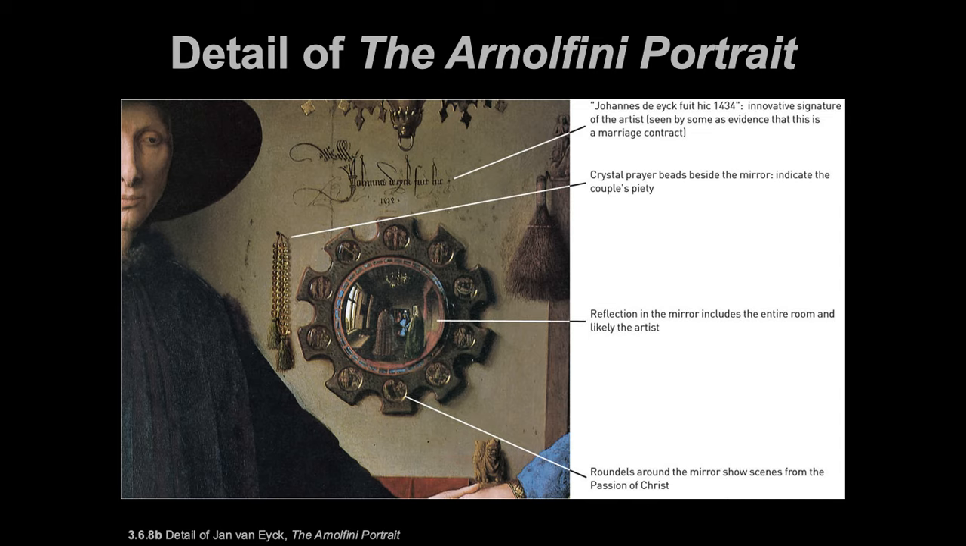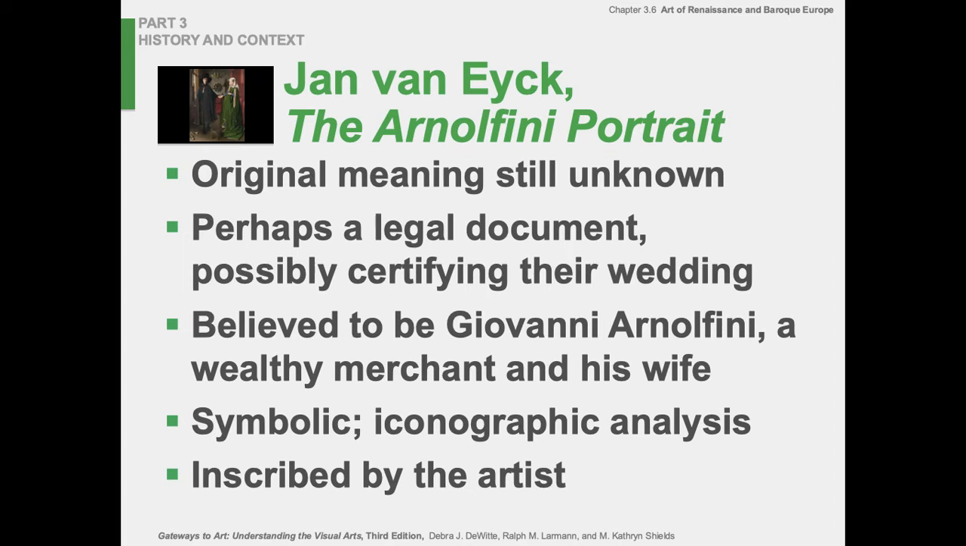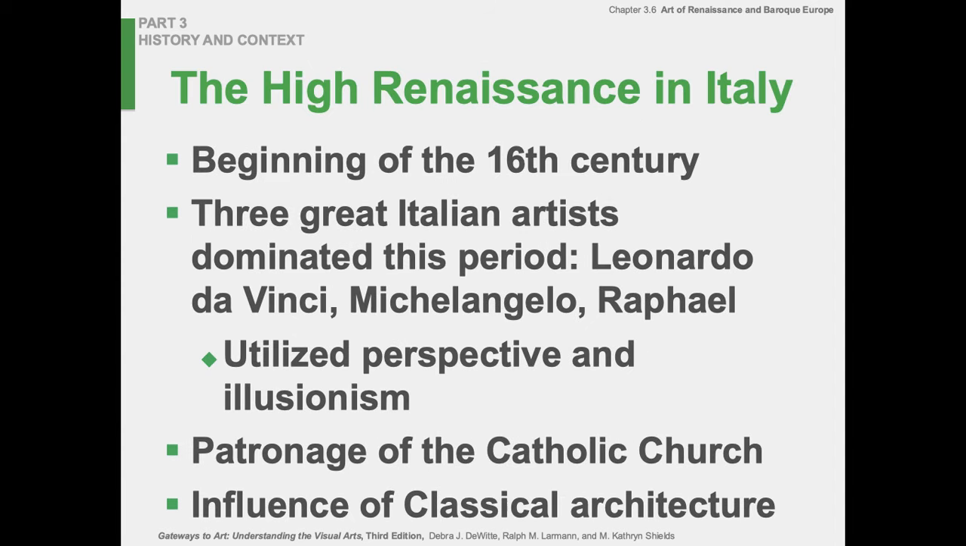Lots and lots and lots of details, some of which you can hardly even see without a magnifying glass. So the crystal prayer beads indicate their piety. Again, we have a lot of symbolism here for their respect for the church. And then these are scenes from the Passion of the Christ, these tiny little things. I mean, can you imagine? And then he signs his name here as well. So it's sort of evidence that it's a marriage contract, if that makes sense. Perhaps a legal document, we don't know. And that this is a wealthy merchant and his wife. And we have a lot of symbolism here, and it's inscribed by the artist.